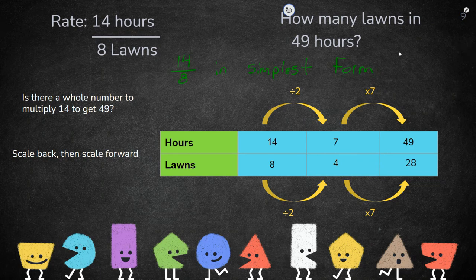So once we put it in simplest form, then we can find any equivalent ratio. In this case, it was how many lawns in 49 hours. Okay? So when you're scaling, you might have to move backwards and simplify your ratio in order to then multiply and move forward.